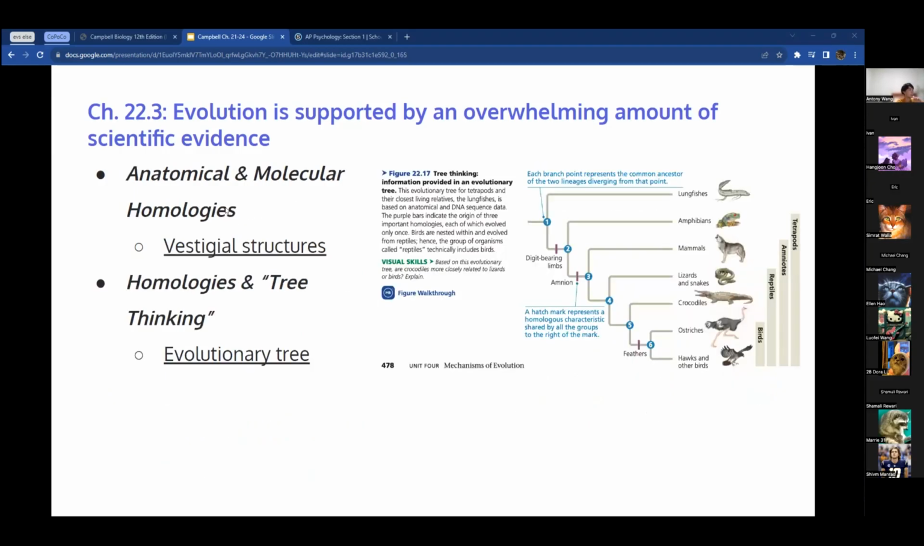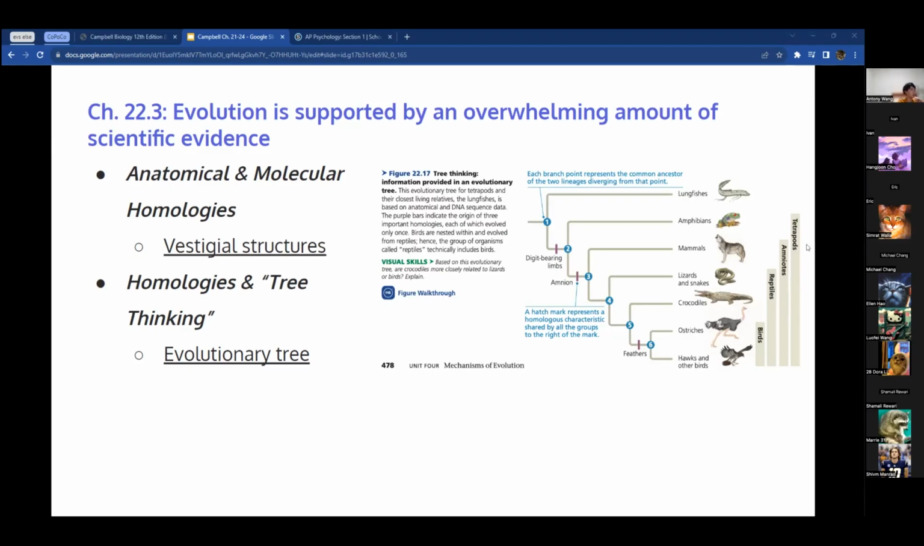Anatomical and molecular homologies, vestigial structures. Vestigial structures are like our tailbone. The hip bones of a whale are vestigial structures. These are bits of our evolutionary past that we have because our ancestors had them, but we have no use for them. So over time, they lose their function and they shrink.